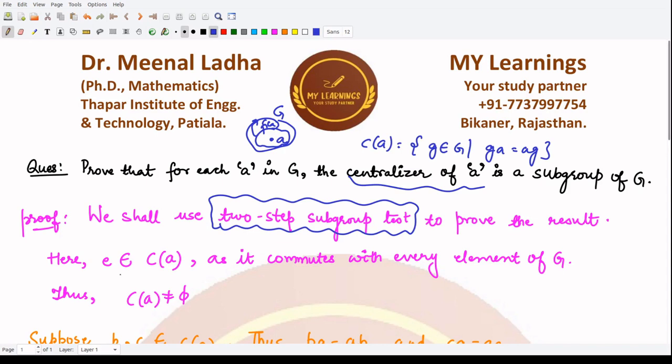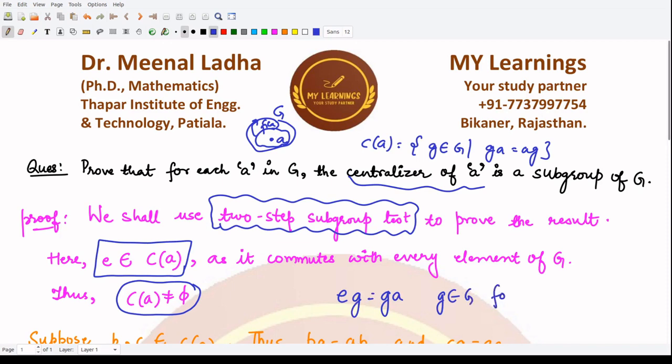So for that, we first of all prove that it is non-empty. That means it should contain at least one element, and definitely that element is the identity element. Why? Because the identity element commutes with all the elements of the group G, so therefore it would surely commute with A as well. If it commutes with A, then E is definitely present in the centralizer, hence this is non-empty.